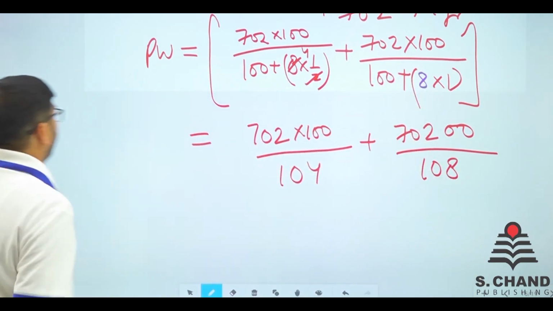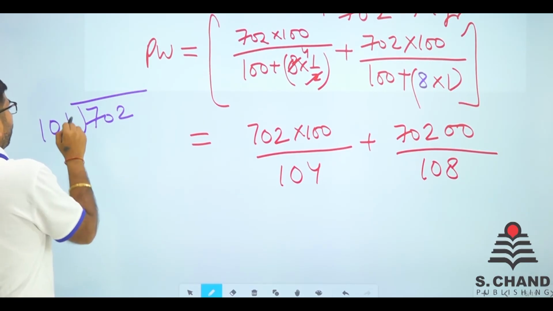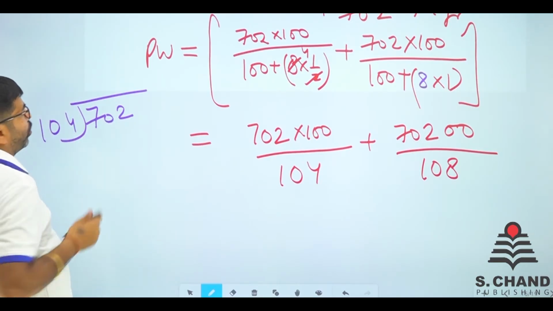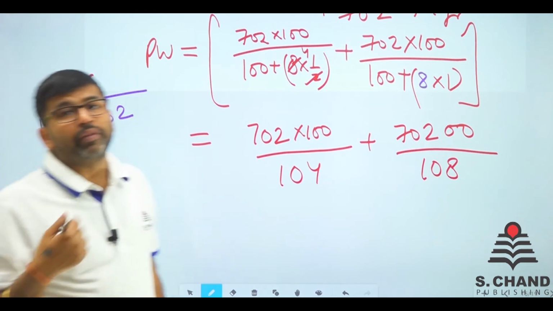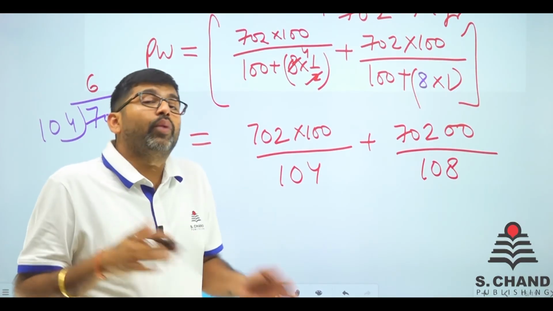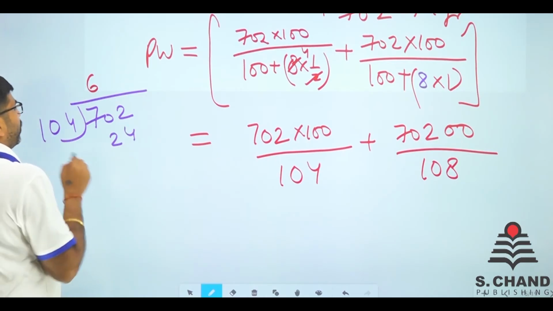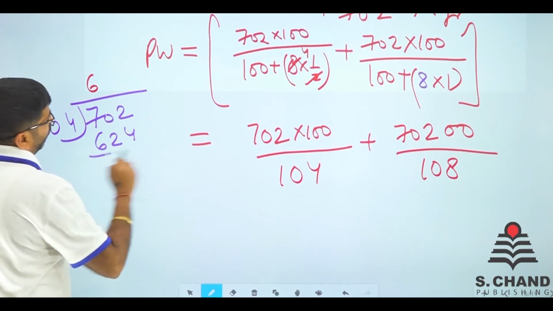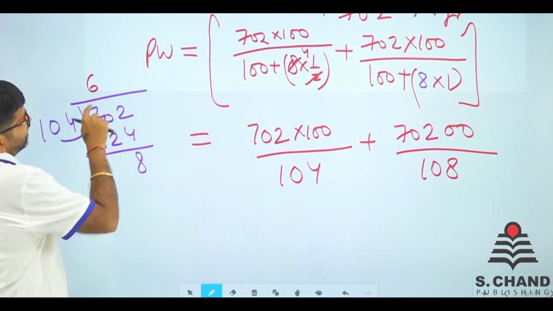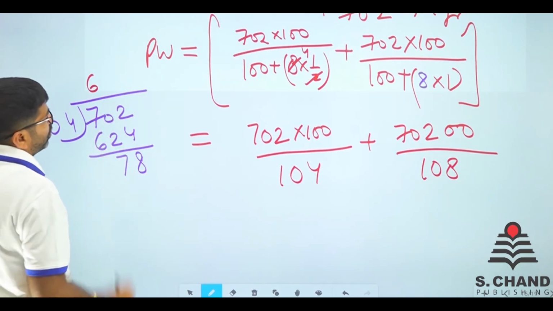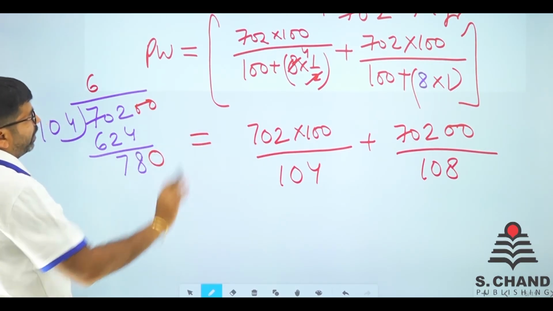So I need to divide 702 by 104. We'll do it very easily. When I do it 6 times, 6 into 4 is 24 and 6 ones are 6, so it is 624. When I subtract this, 12 minus 4 is 8, then it will become 69, 9 minus 2 is 7. So it will be 780. We have extra zeros with us. We put 2 zeros here so that we are safe.